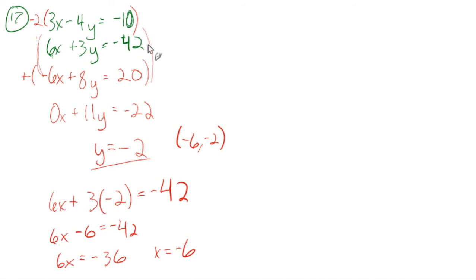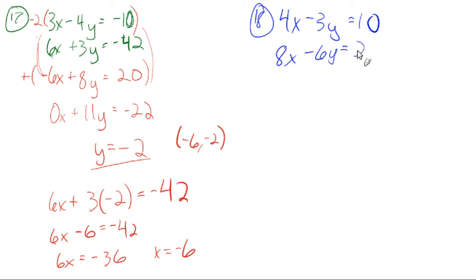We'll do that again in another example here right now. Number 18. 4x minus 3y equals 10, and 8x minus 6y equals 20. All right. So we want to, again, eliminate. Well, we're going to have to mess with this a little bit, and I'm looking at 8x and 4x.